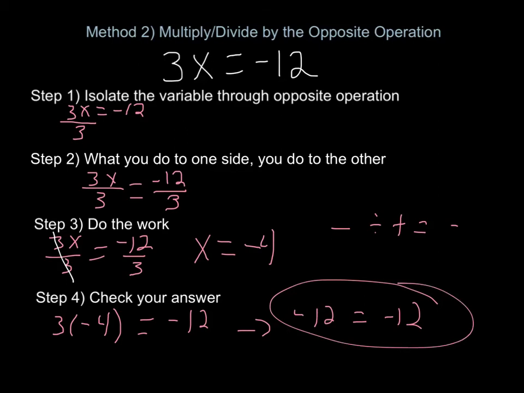Now let's take a look at our next question. So for our next question, we're going to try out the following. Negative 84 equals 12x. So you can pause it right now, give it a shot, and then hit play when you're ready to watch.